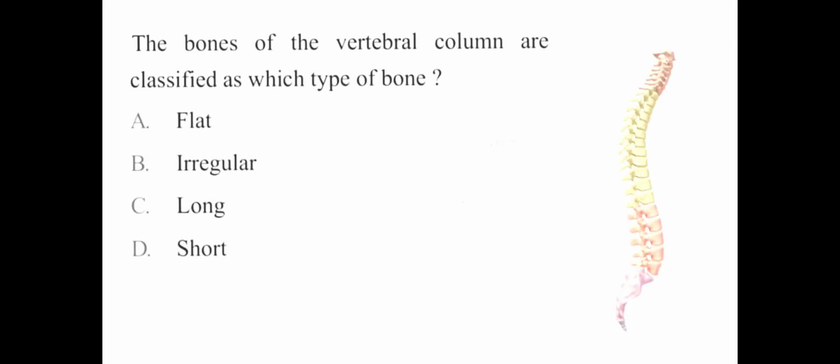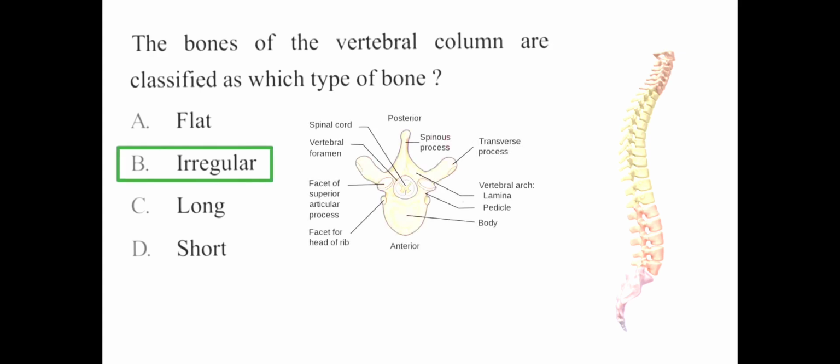The bones of the vertebral column are classified as which type of bone? A. Flat. B. Irregular. C. Long. D. Short. And the correct answer is B. Irregular. Irregular bones vary in shape and structure and therefore do not fit into any other category like flat bones, short bones, long bones or sesamoid bones. Irregular bones often have a fairly complex shape which helps protect internal organs. For example, the vertebrae, which are the irregular bones of the vertebral column, protect the spinal cord.